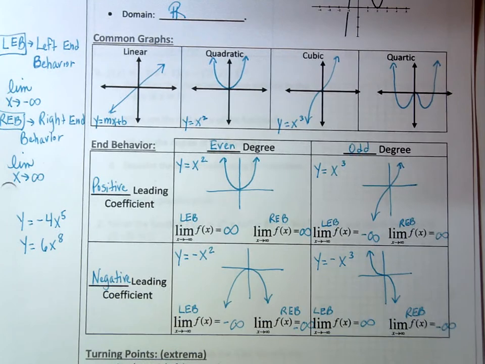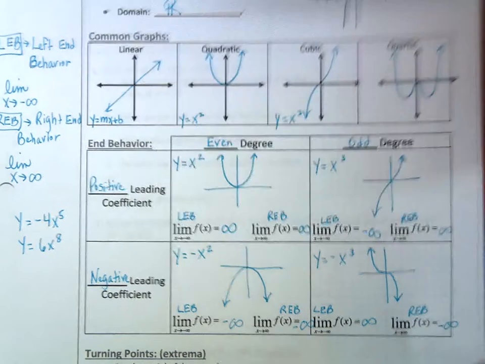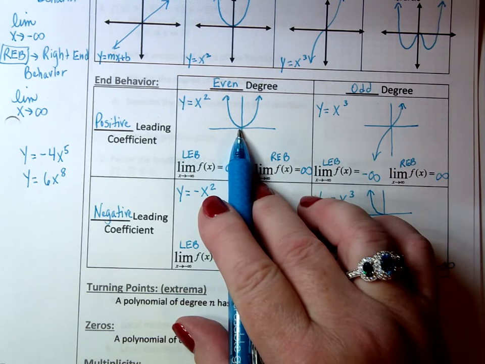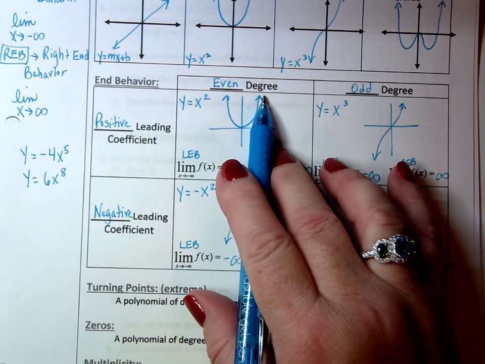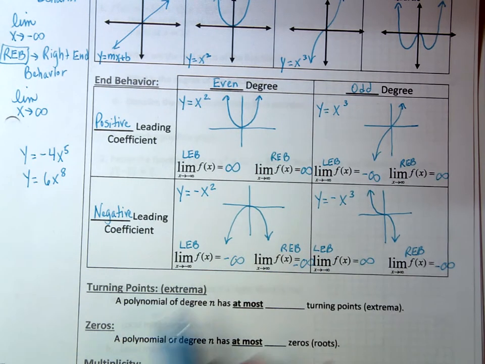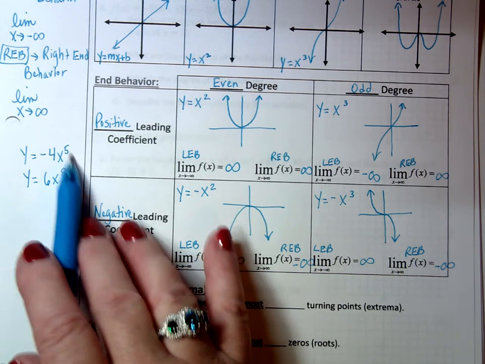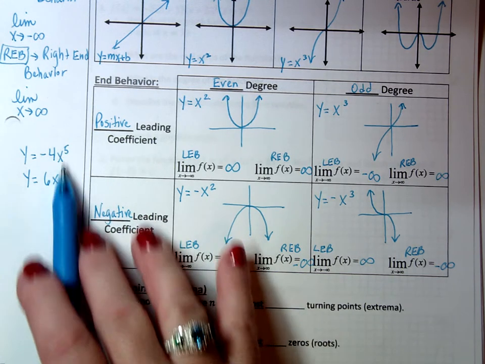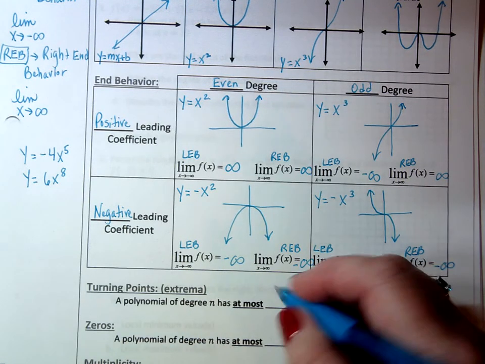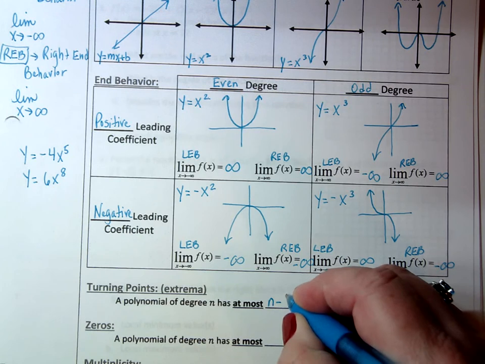All right, so if I go to the next thing about turning points, this is considered to be a turning point. It's where it turns from decreasing to increasing. It could also change from increasing to decreasing along the way. But turning points, if you look at any polynomial, it has a degree of n. The degree here is 5. The degree here is 8. So n would be 5, n would be 8, whatever it is. The degree of the polynomial has at most n minus 1 turns.